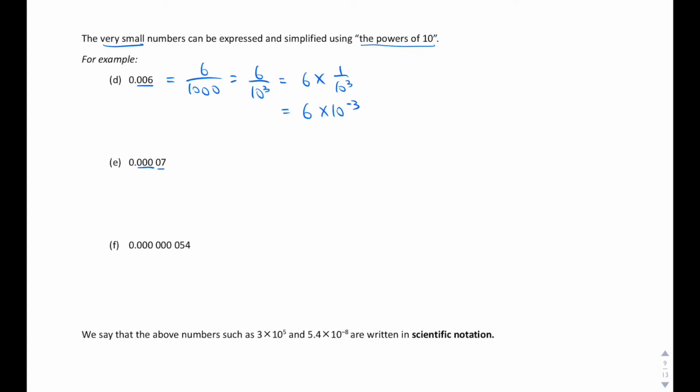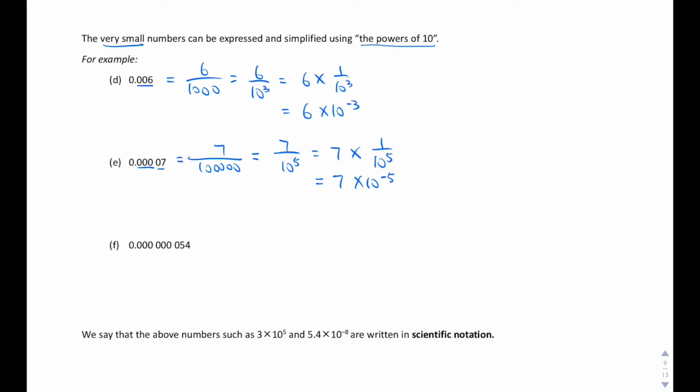Part E. There are 5 decimal places after the decimal point. So this is 7 over 100,000. And this is 7 over 10 to the power of 5. That means 7 times 1 over 10 to the power of 5. Then you can rewrite this number as 7 times 10 to the power of negative 5.